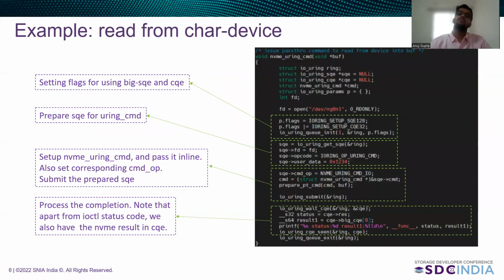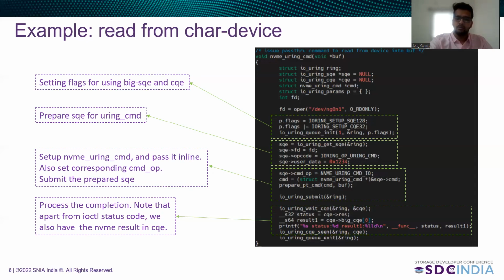Awesome. So now let's discuss a program to read from a character device using io_uring passthrough. In this program, we'll be using some of the liburing APIs. liburing is an io_uring library, and it provides a simple interface for applications that don't want to deal with the complex io_uring implementation in the kernel. So the first thing that the application will try to do here is set the Big-SQE and Big-CQE flags.